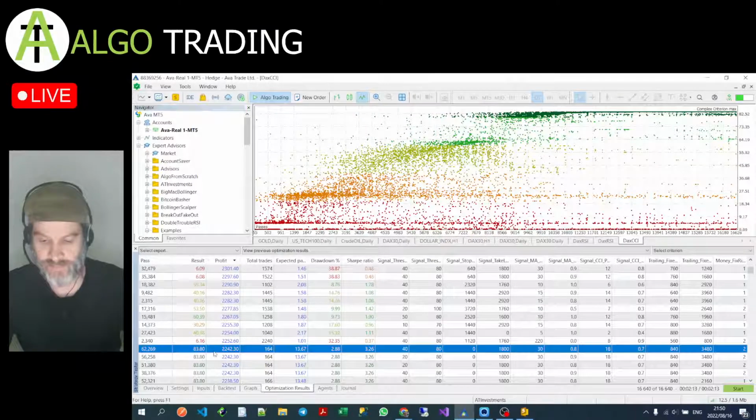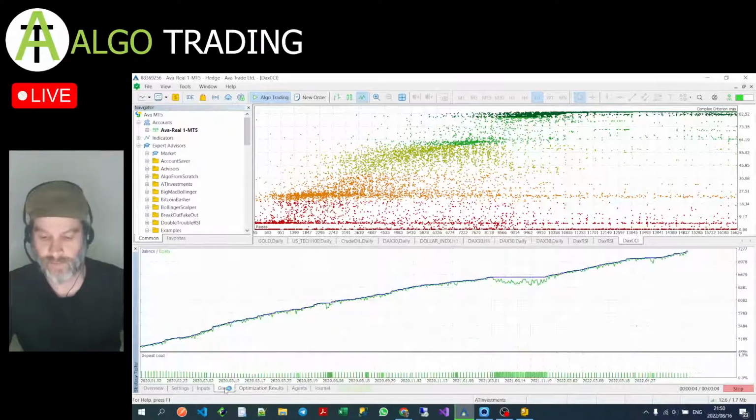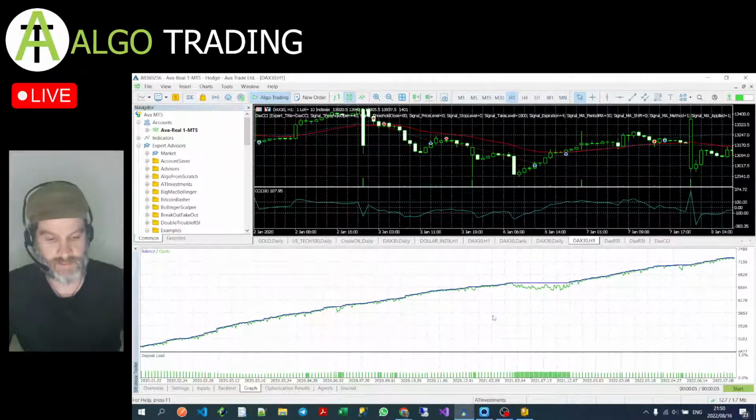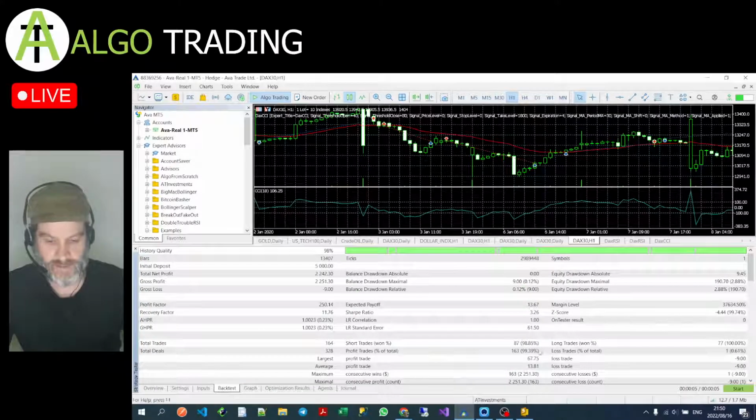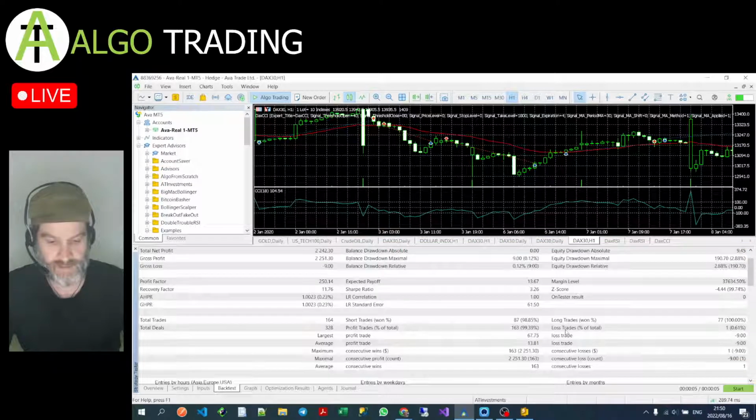Here we go. That's probably our best. So 50% returns. Let's actually run that one and see what we got. That's a nice equity curve. Let's look at our back test. 99%. That's an excellent algo. Our drawdown is 2.8. Our balance drawdown is 0.12%.